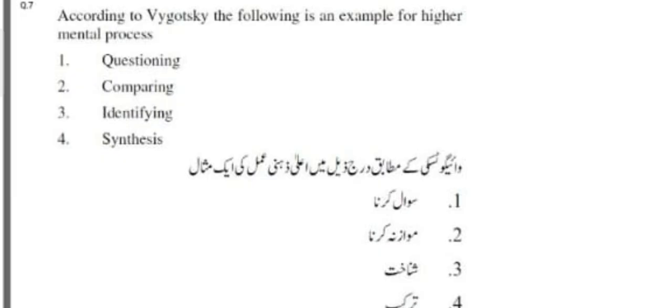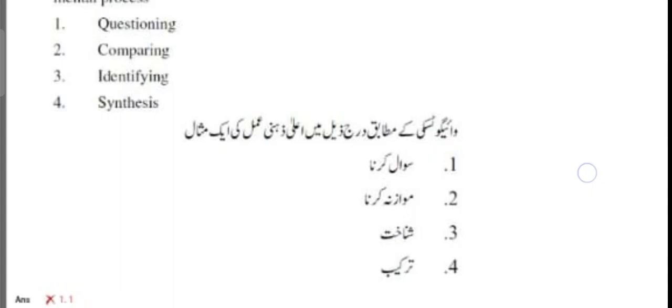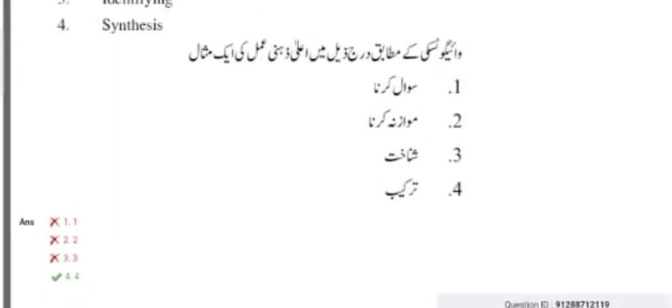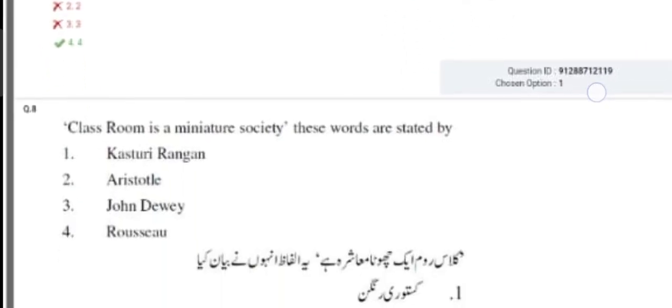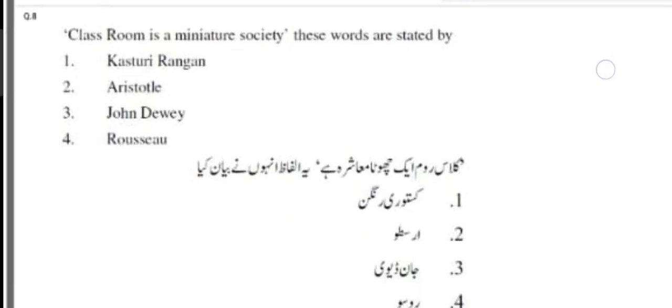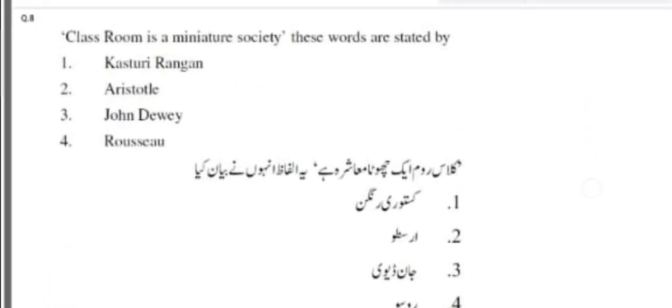According to Vygotsky, the following is an example of a higher mental process: questioning, comparing, identifying, synthesis. So the answer is synthesis, fourth one. Next, eighth question. Classroom is a miniature society. These words are stated by Kasturirangan, Aristotle, John Dewey, Rousseau. So the answer is John Dewey.